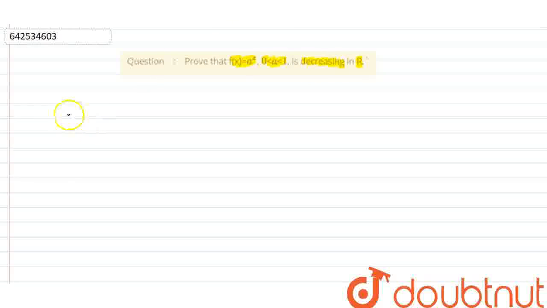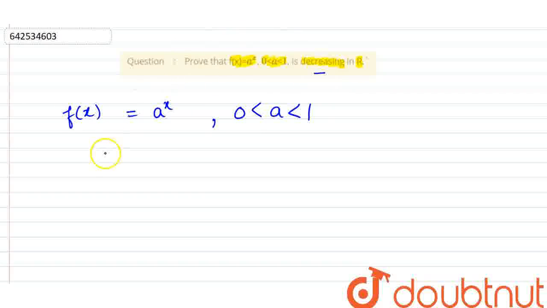So let us write down the function that we have, a raised to the power x, and the condition that we have is a is lying between 0 and 1. Now we know that in order to find the nature, whether the function is increasing or decreasing, we have to differentiate the given function. So let us differentiate f of x with respect to x.